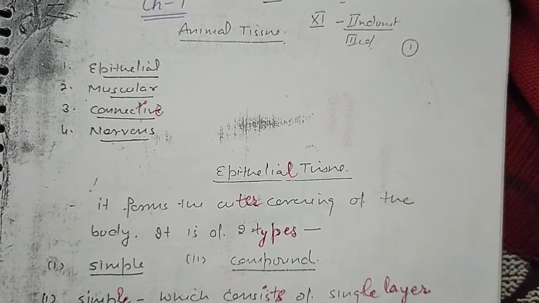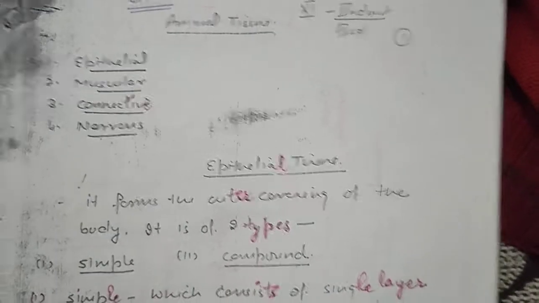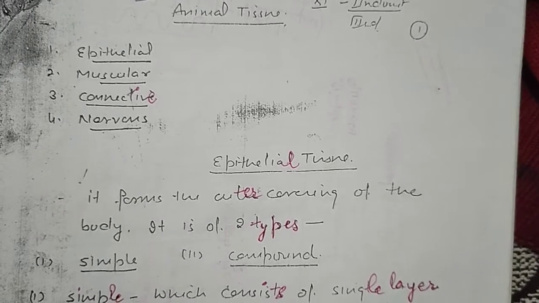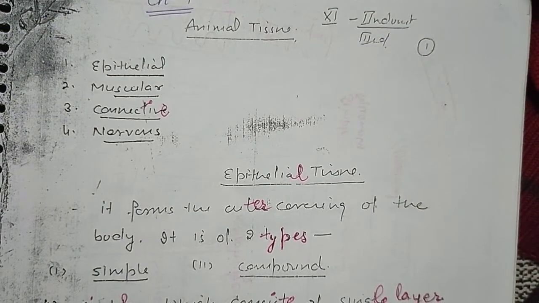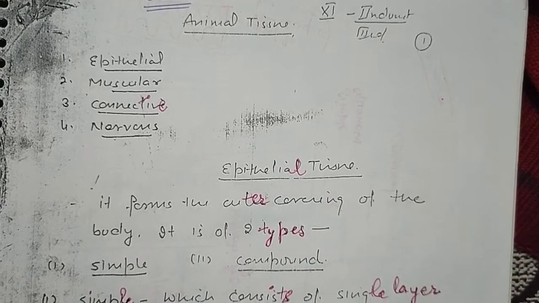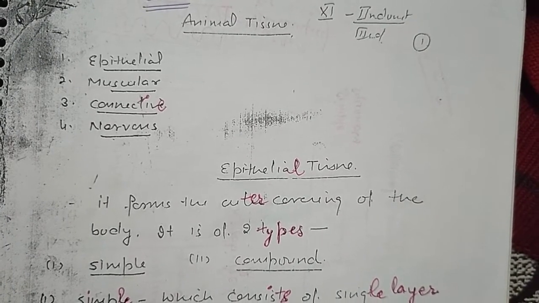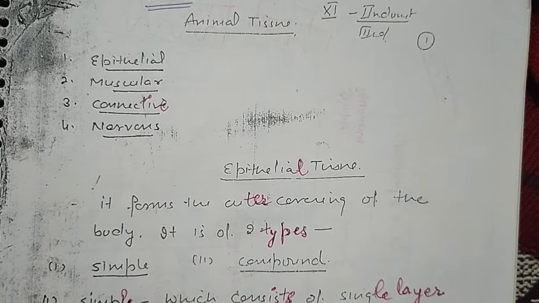यहाँ पर हम animal tissues पढ़ने वाले हैं. So what is a tissue? A tissue is a group of cells. And if it is found in animals, then it will be animal tissue. It is of 4 types: epithelial, muscular, connective, and nervous.